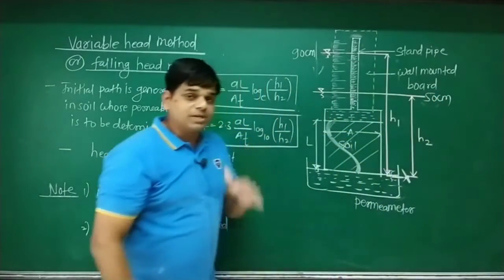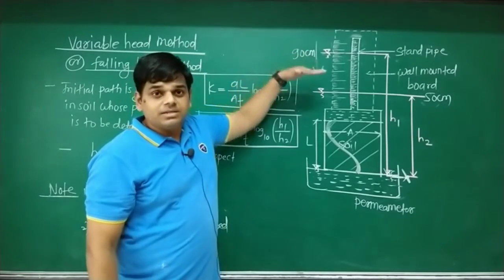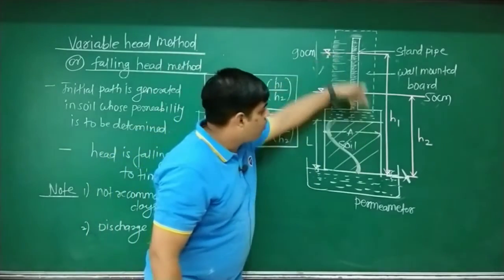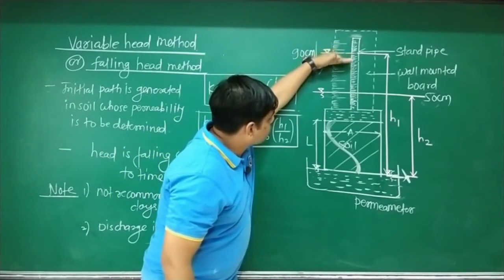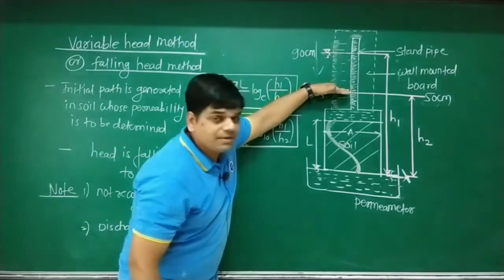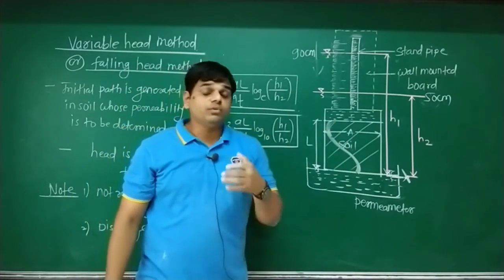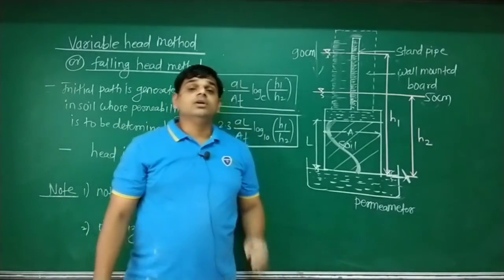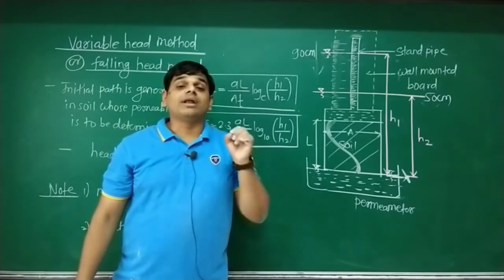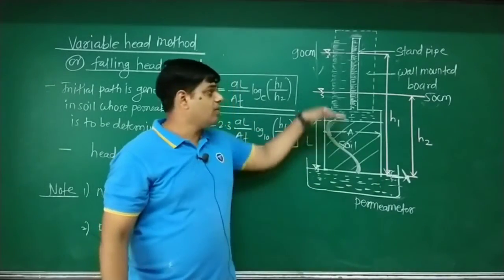Now one more time, listen. Initial head 90 centimeter. Then start the stopwatch. We open the tap. As soon as the tap is open, water starts flowing through the soil mass and the level decreases. Once the level reaches 50 centimeter, stop the stopwatch. Now what do you get after this? We have the time required for head H1 to drop to the level of H2.